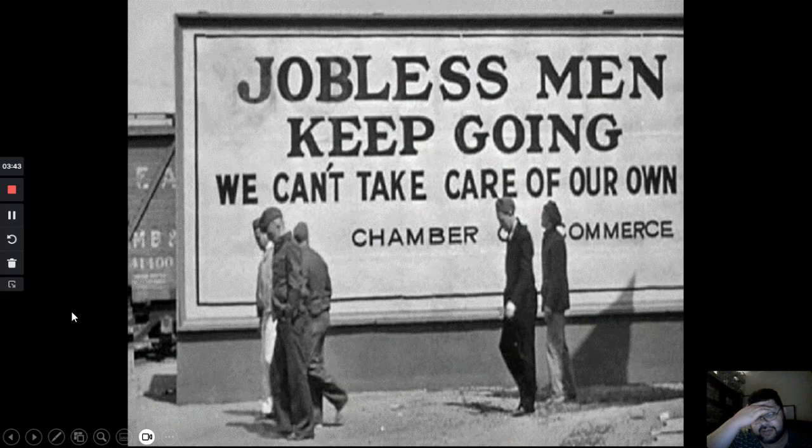This next one is basically the signs that they would have outside of towns. As you can see, it says, jobless men keep going. We can't take care of our own. These guys, who knows how long they've been walking? Some guys walked hundreds, if not thousands of miles from town to town trying to find jobs, something, anything. And like I told you guys, 15 million people were looking for jobs. Who knows how long they traveled?